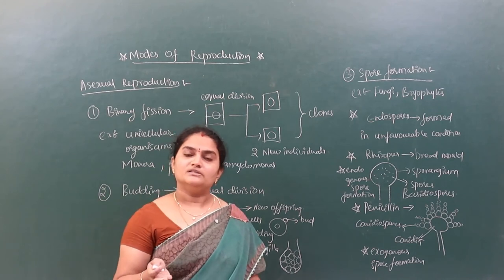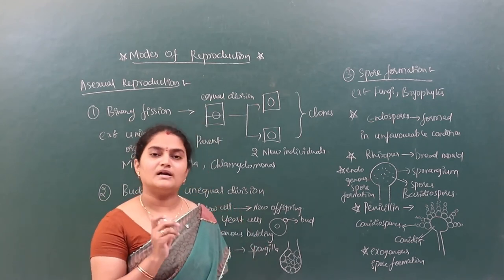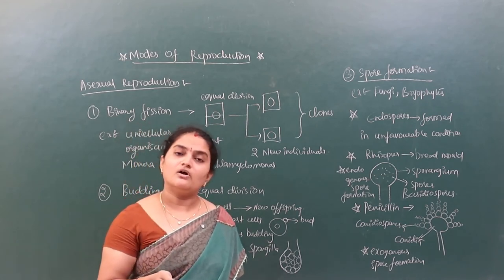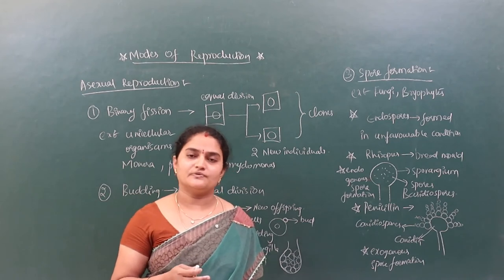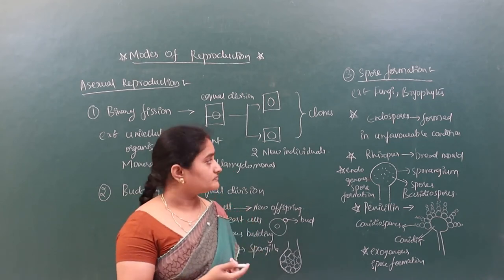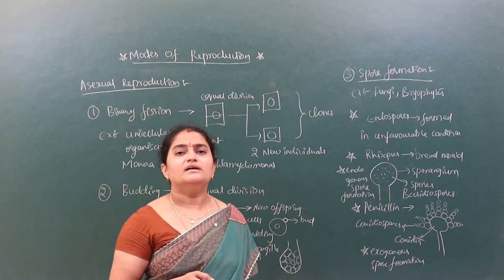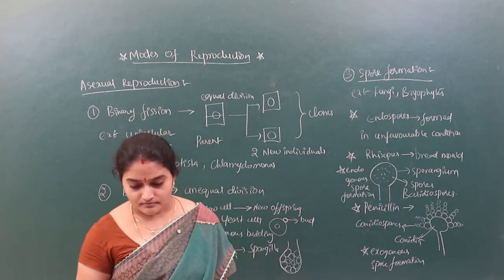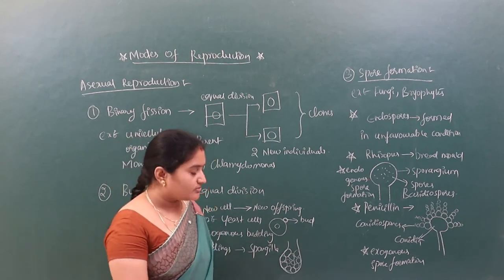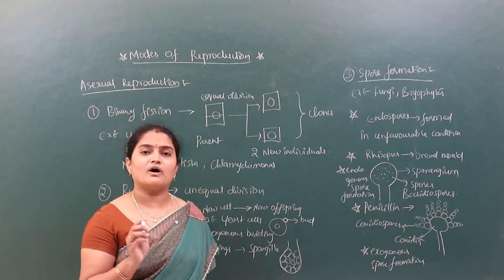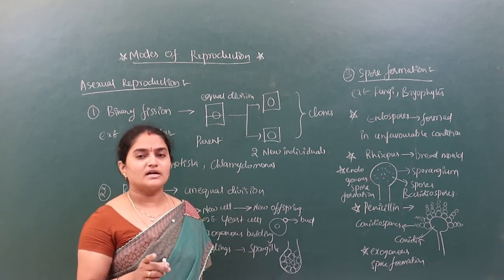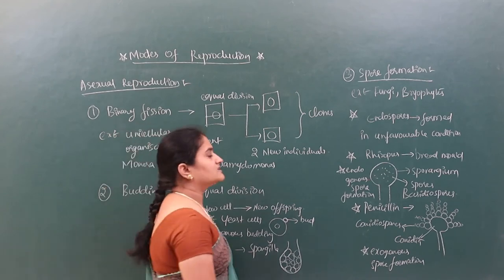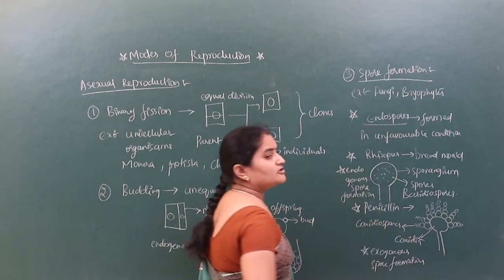These spores will be formed under unfavorable conditions. That means if the water is not available, if the light is not sufficient, if the temperature is high, then under these unfavorable conditions, these fungi and the bryophytes, which have a simple organization, will go with the spore formation. And the first one is endospores.